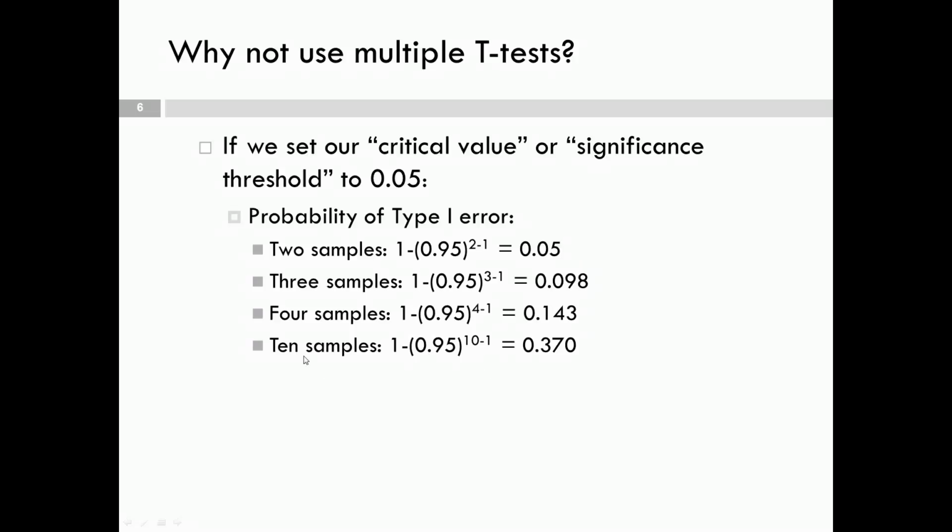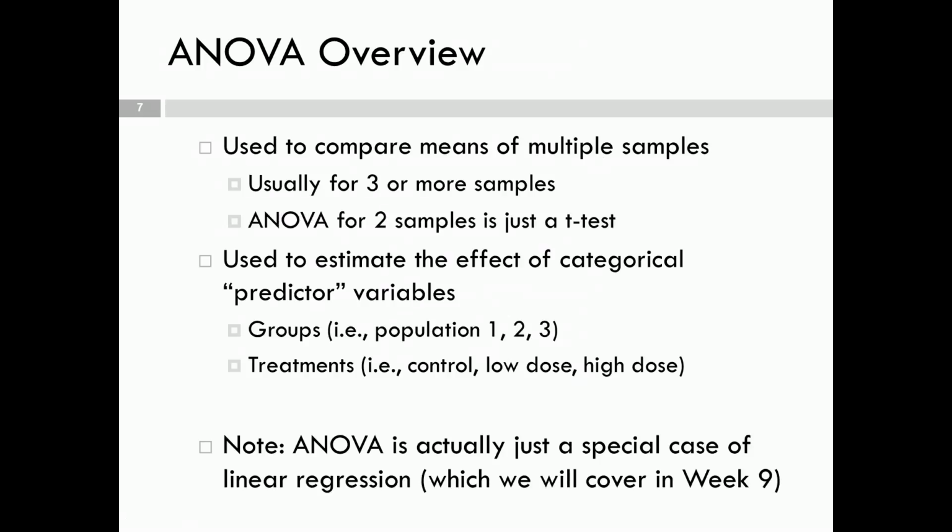So we see that if we have 10 samples, we have almost a 40% chance of arriving at the incorrect conclusion, concluding that our treatment has an effect when in fact it really doesn't, and the differences between our samples were just due to chance. So instead of using a t-test, we use analysis of variance to compare the means of multiple samples. This is usually used for when we have 3 or more samples. In reality, if we only have 2 samples, ANOVA essentially just decomposes into a normal t-test.